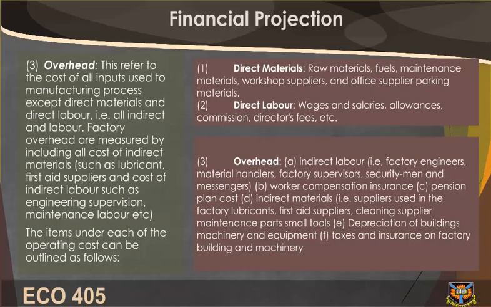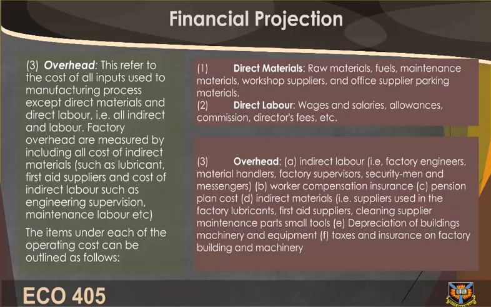3. Overhead. This refers to the cost of all inputs used in the manufacturing process except direct materials and direct labor, that is, all indirect labor. Factory overhead is measured by including all costs of indirect materials such as lubricant, first aid supplies, and cost of indirect labor such as engineering supervision, maintenance labor, and so on.